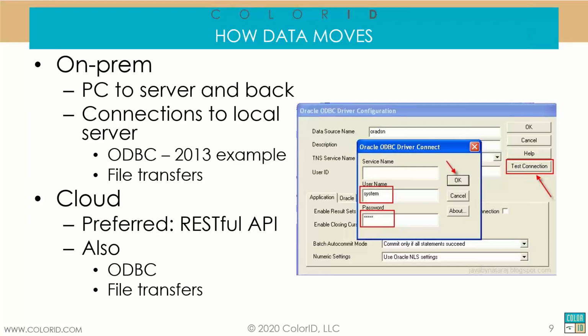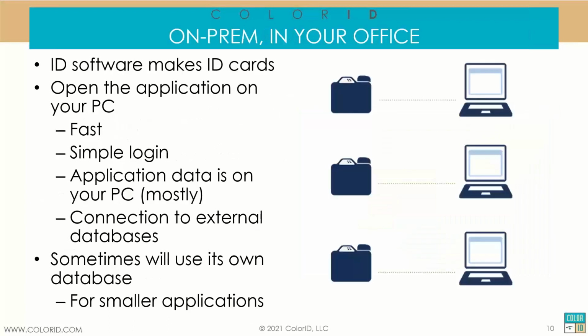Now, if you're using the cloud service for your ID card production, usually they come with RESTful APIs, and that is a modern and very nice way to connect to things, but you're connecting from the cloud to other things. Also, sometimes cloud connects using ODBC or file transfers. This is a picture of the traditional desktop architecture. One PC, one printer. Now I'm going to talk about a product here that gives you a few more options than that.